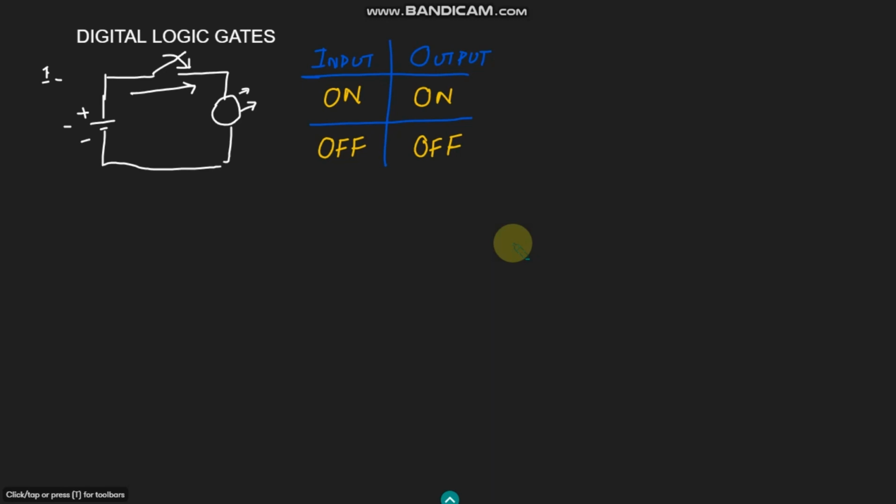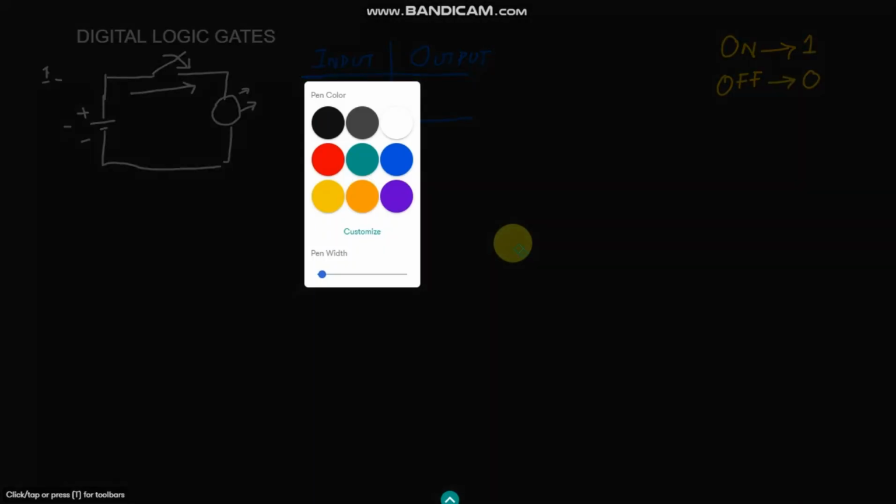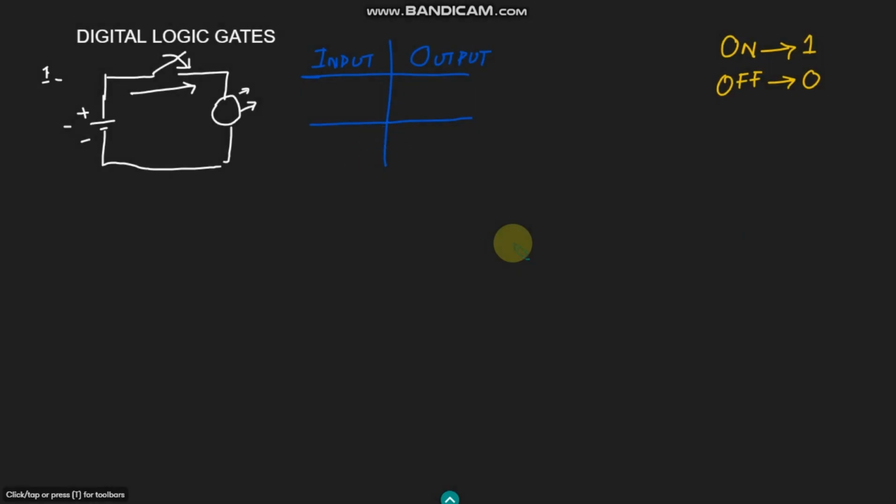In digital circuits, in digital logic and digital computers, on is usually represented with 1, or true. Similarly, off is usually represented with 0. So using this scenario, instead of on and off, we can write here: if the input is on, the output is also on. If the input is off, the output is also off. So what is this? This is a circuit diagram.